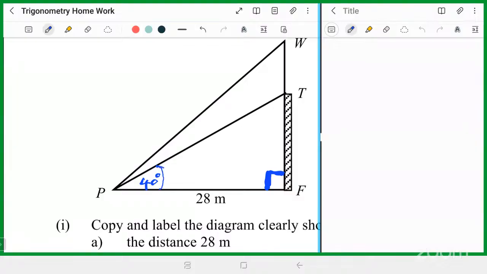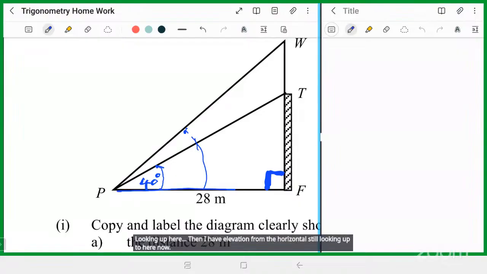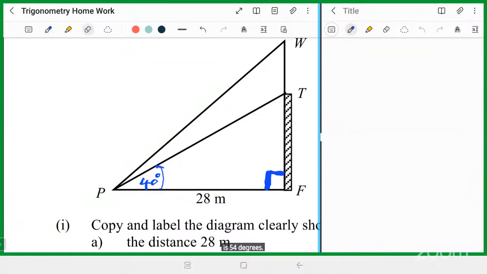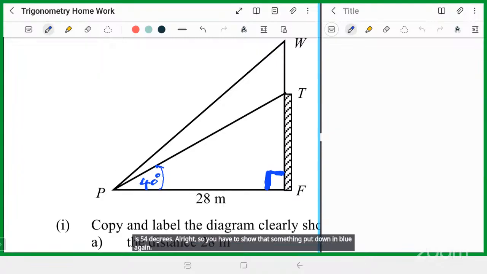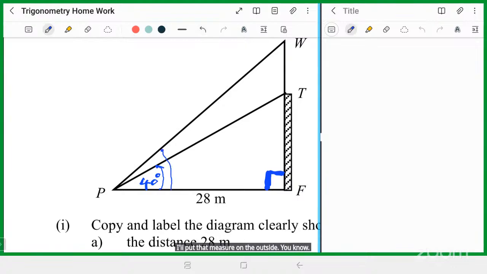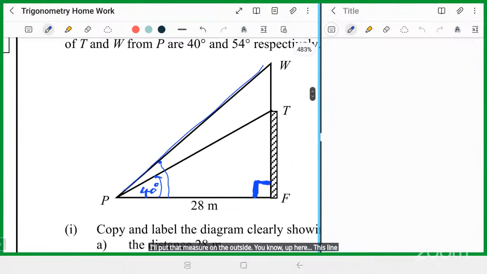Looking up here is 40 degrees. Then the angle of elevation from the horizontal, still looking up to here now, is 54 degrees. So you have to show that. Let me put it on in blue again. I'll put that measure on the outside. So the angle of elevation from horizontal looking up to this line that is looking up at W, that angle is 54 degrees. I'm going to write 54 degrees here. So the 54 degrees is for the big triangle and the 40 degrees is in the smaller triangle. So that's what we have in there.